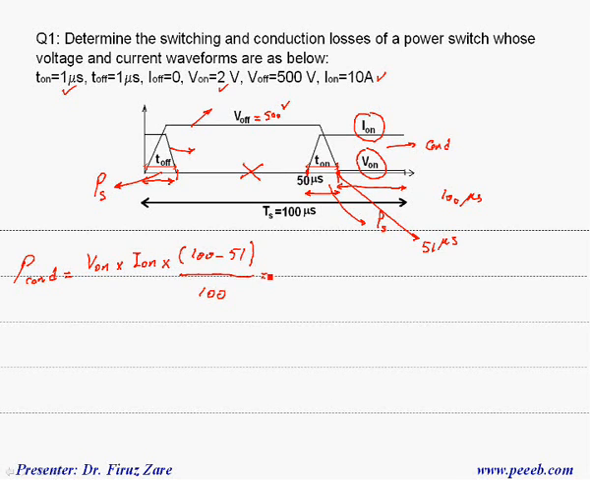So in this case, 2 times 10 amps times 49 over 100 is the conduction loss, which is basically 98 times 10 over 100, or the conduction loss in this case is 9.8 watt.